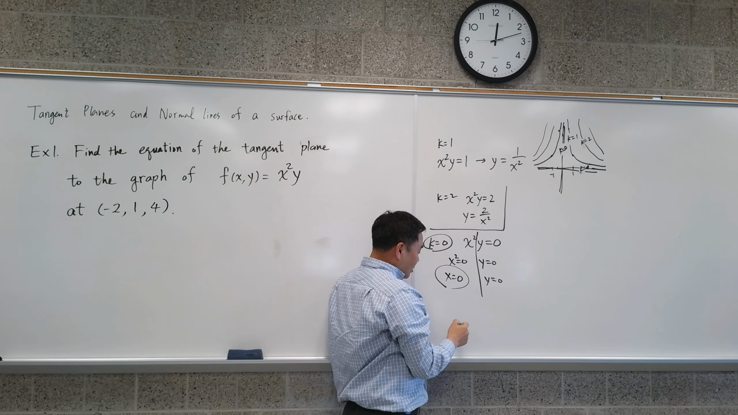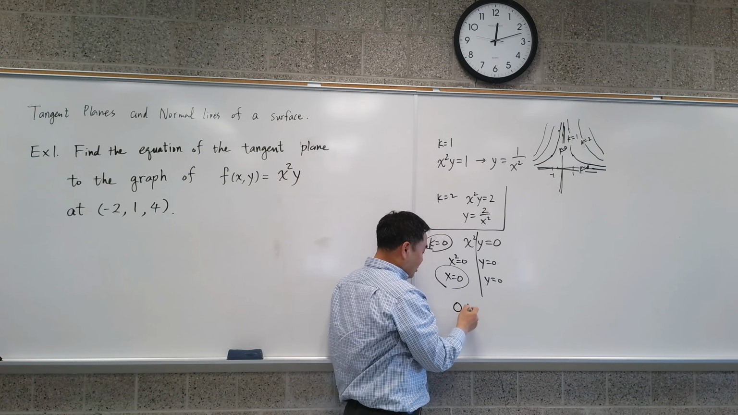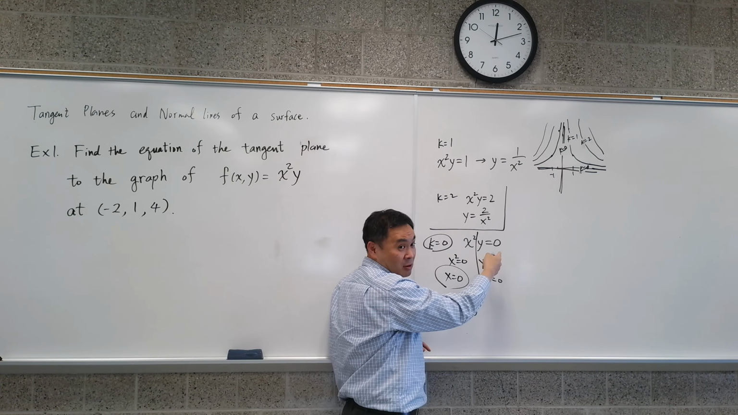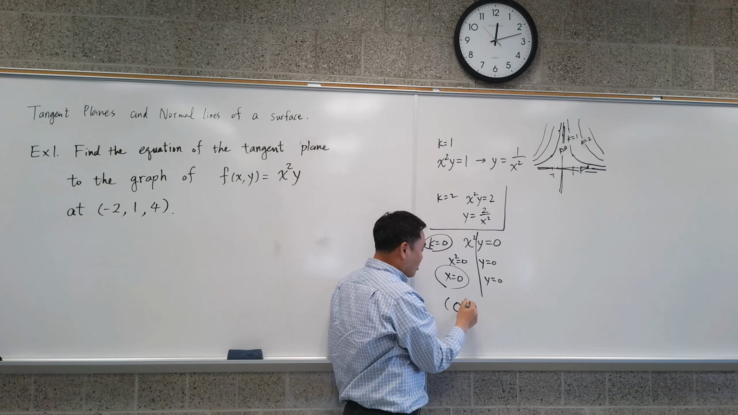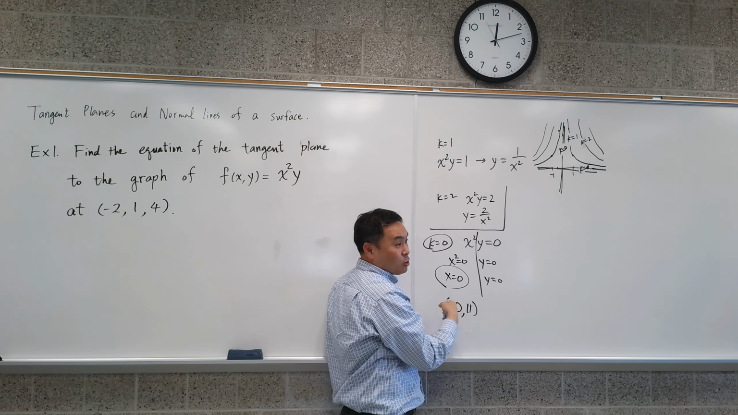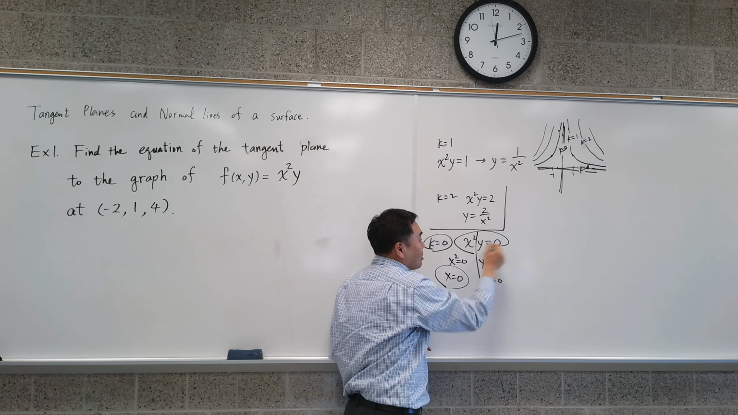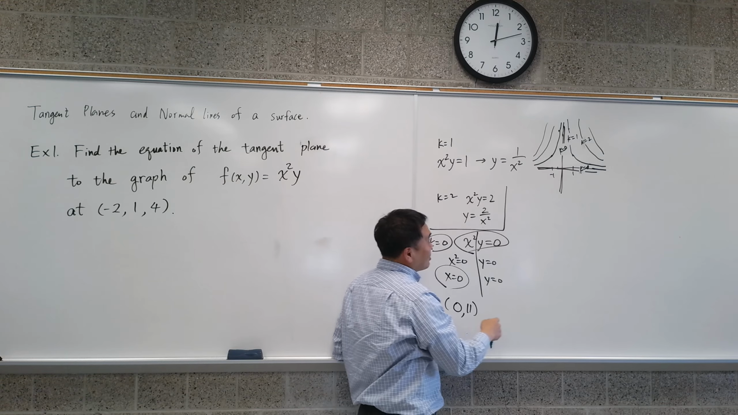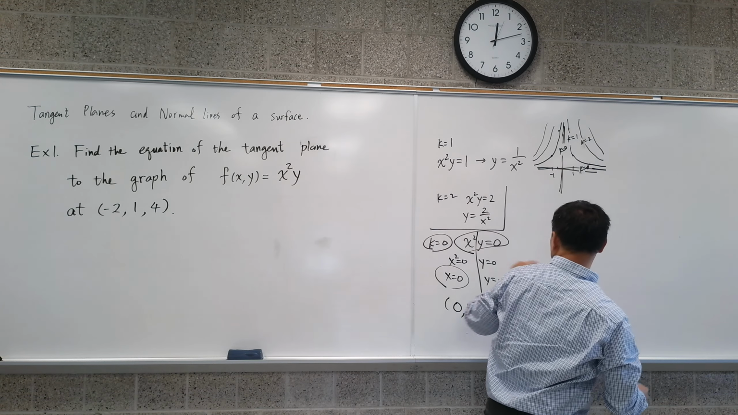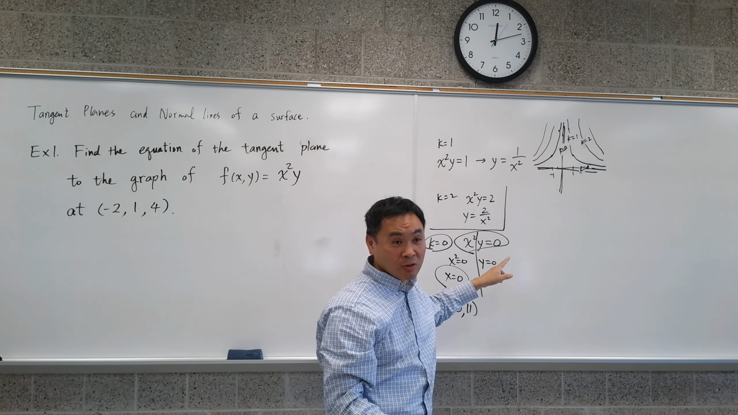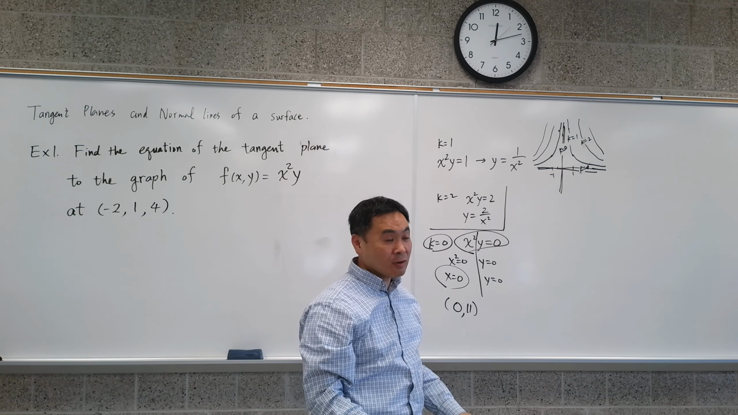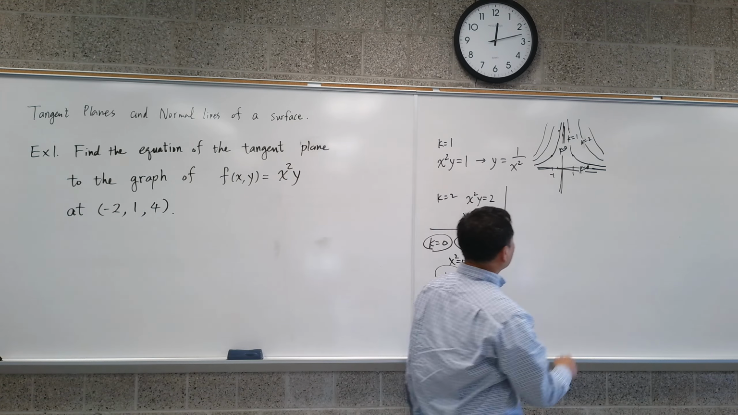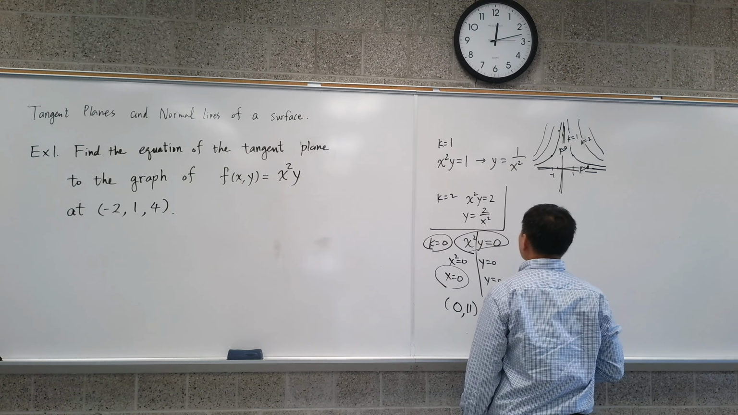In other words, anything that looks like (0, 1) is going to satisfy this. Why? Because x is 0, and 0 times anything is 0. So it could be (0, 4), (0, 11), 0 and anything is always a solution of this. So every point on the y-axis will satisfy this equation, so that's on the graph. Everything on the x-axis will also satisfy the equation. So you end up with two lines at k equals 0.